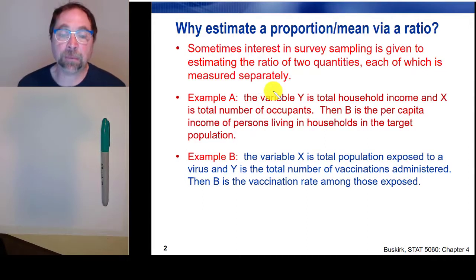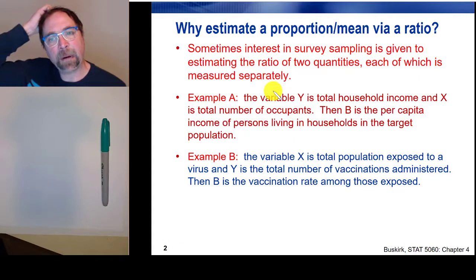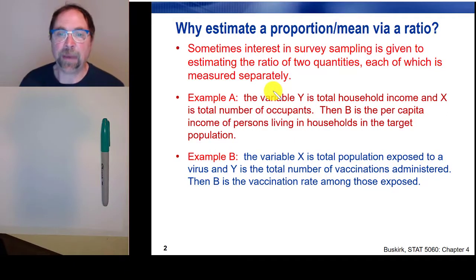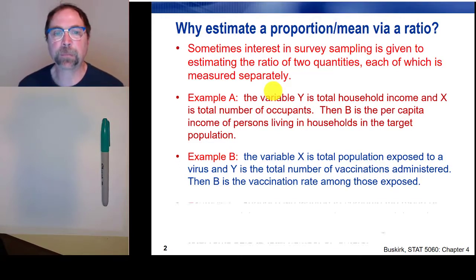Another one, in the era of COVID-19, might be exposure rates or vaccination rates. X is the variable called the total population exposed, Y is the number of vaccinations administered, and the ratio of Y to X is the vaccination rate among those who were exposed.